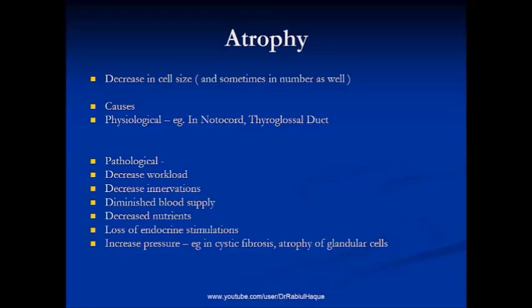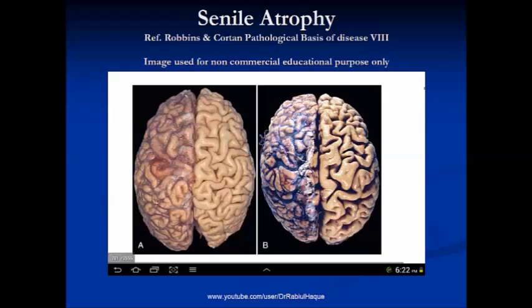An example of diminished blood supply atrophy, you can see in your textbook, there is an image of what occurs in the brain of people in old age due to reduced blood supply in the brain. When there is reduced blood supply in the brain, there are some changes occurring in the brain. So that is an example of senile atrophy of the brain.